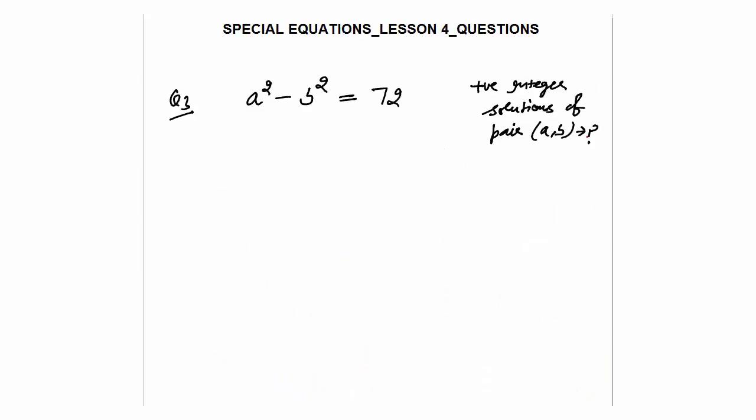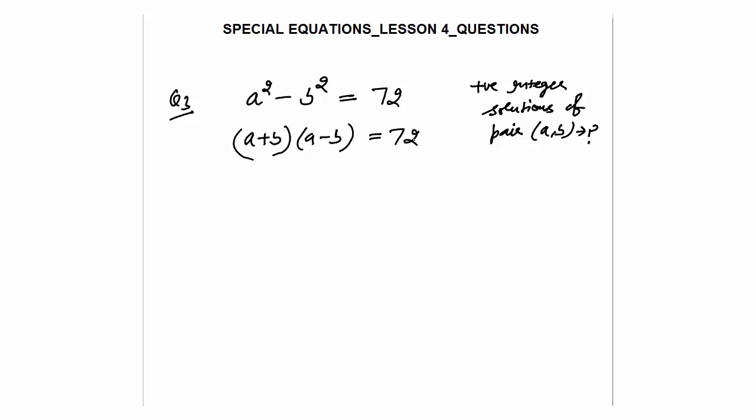Next question is a bit different one. a square minus b square is equal to 72. You need to find the positive integer solutions, pairs. How many pairs of a and b are possible? For all such questions you have to take a square minus b square as a plus b into a minus b, this is equal to 72.